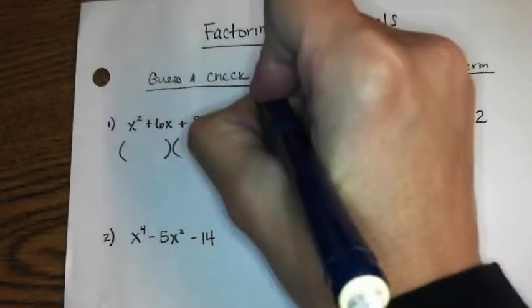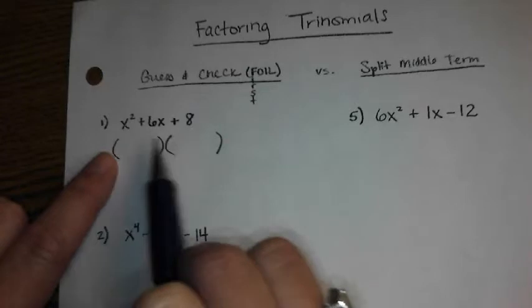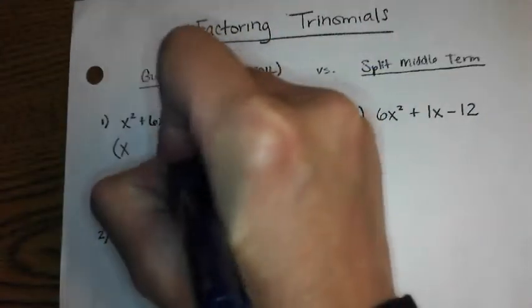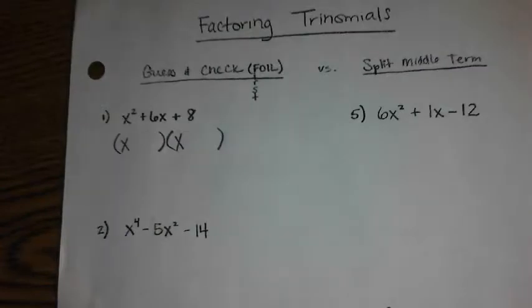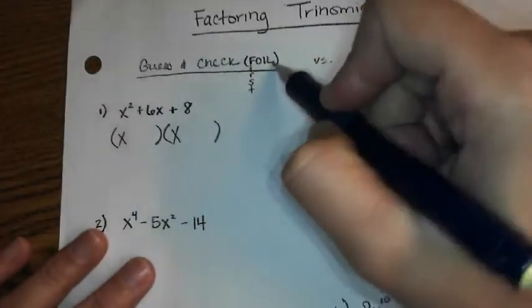First. F-I-R-S-T. That means the first two terms have to multiply to get x squared. And luckily, there's only one option, x and x. And does anybody know what the L stands for? Last.